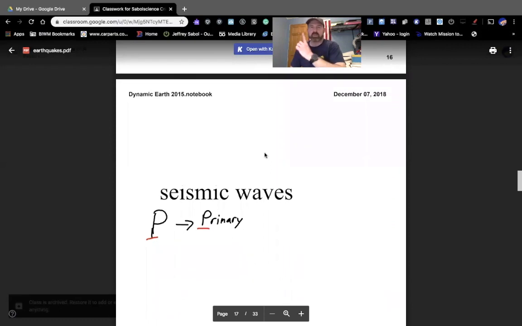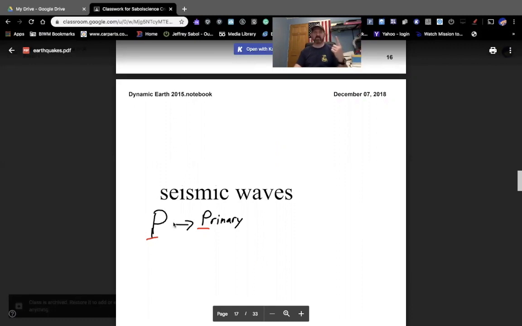First wave, number one. Number one is the P wave. P is number one. P stands for primary, okay? So you can think about it, P, P, primary, number one. So each wave has a letter for a name. It also has a word for a name.